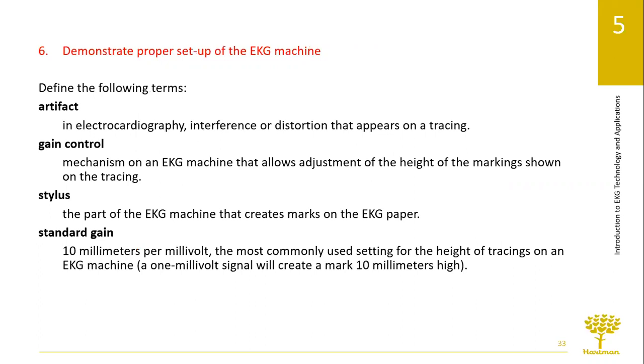Artifact was the word I was trying to think of. When they're out on the hands and the legs, whenever they move their arms and legs, you get artifact. And the artifact is just distortion, funky, weird lines that don't make any sense. It masks the actual electrical activity of the heart. Gain control is like volume control. You can turn up the gain to make the waveforms bigger. Most of the time we don't do that, but I have seen it done before.